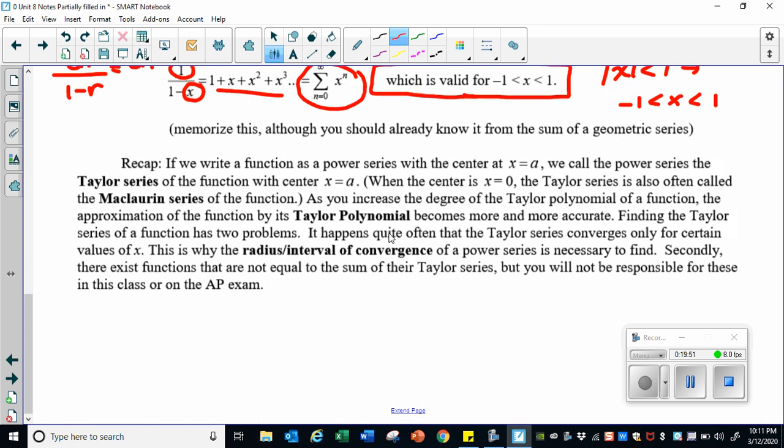Finding the Taylor series has two problems that we've already talked about, but usually they only converge for certain values of x. That's why we need to know the radius and interval of convergence. It's not obvious just by looking at it. You have to find these things. Also, there are functions that are not equal to the sum of their Taylor series, but the nice thing is you don't have to worry about it in this class. So imagine that last sentence isn't even on the paper.